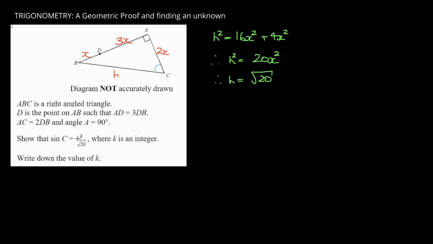I'm glad that's appeared because here it is in the answer, root 20. When you take a square root, it is always plus or minus, but h is a positive distance, so I'm rejecting the negative version of our square root. So therefore I can say that sine C is equal to the opposite, which is 4x, over root 20x, and the x's will cancel, leaving 4 over the root of 20.